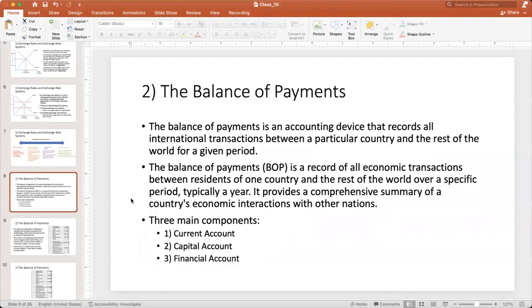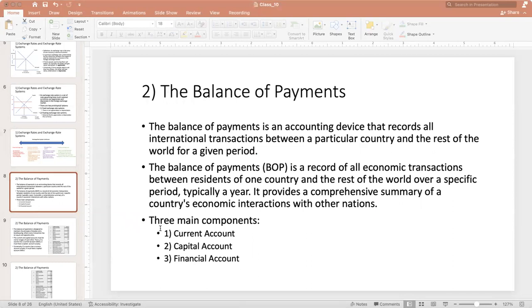The second concept is the balance of payments. The balance of payments is a comprehensive record of all economic transactions between residents of one country and another nation over a specific period. The balance of payments consists of three main components: the current account, the capital account, and the financial account. So let's explore each of them in more detail.